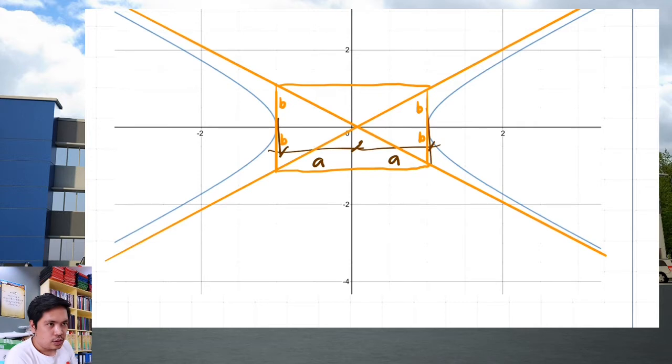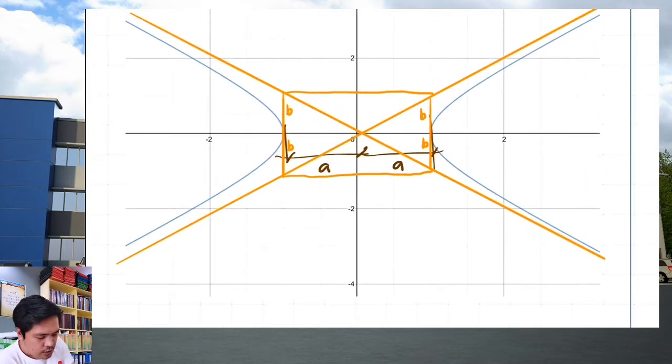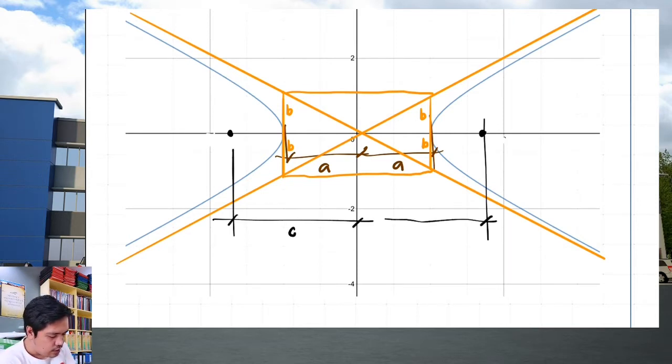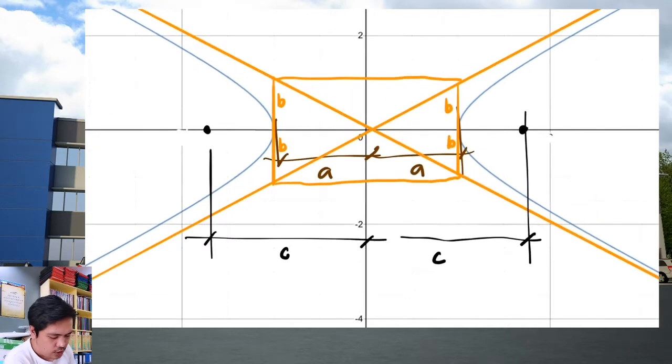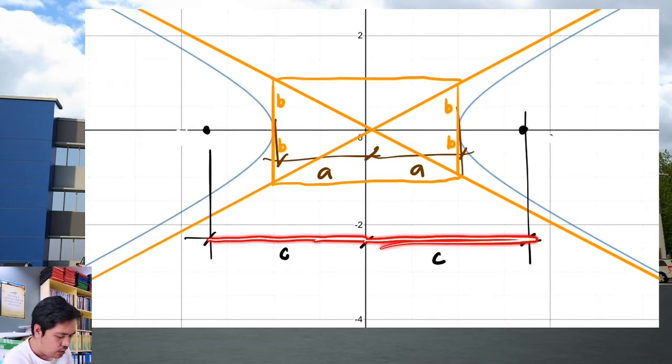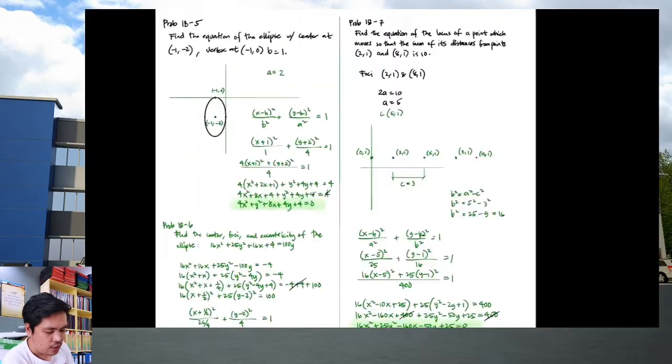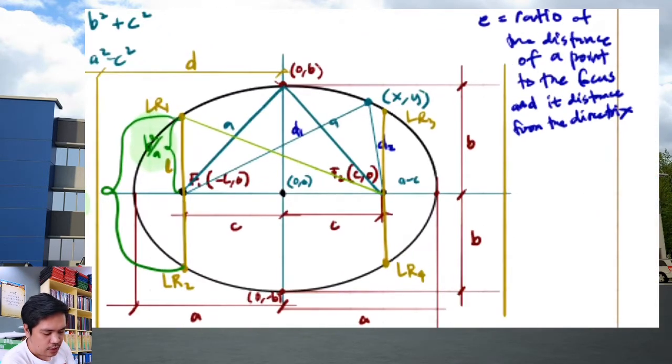So the distance from the center to the focus, we have no values yet because this is just a general hyperbola. Let's say these are the locations of the foci. This distance is c, and this distance is also c. What do you notice? First, in this case, c is the longest distance, unlike in the ellipse, where a is the longest distance.